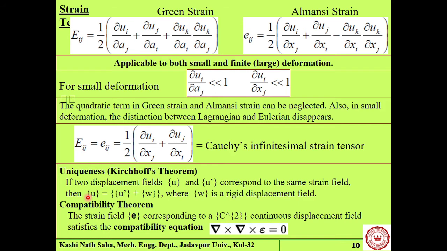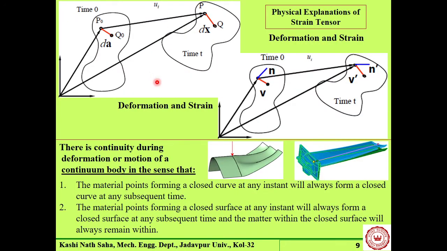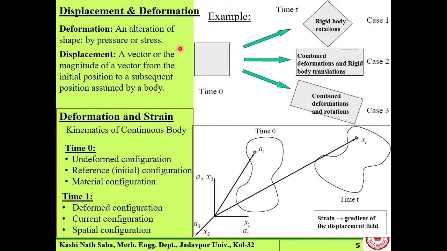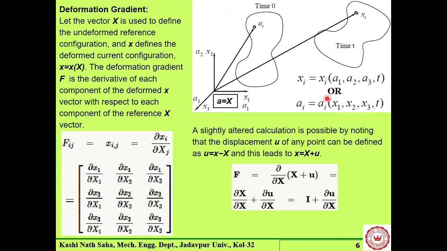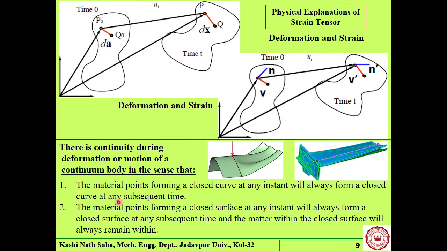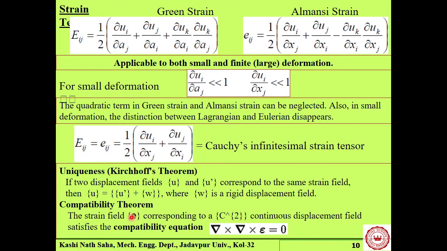So these strain measures basically measure the deformation part. The rigid body displacement part will not come into this deformation gradient matrix. This we will discuss further in connection with obtaining the displacement field from the strain field. That poses a problem there.